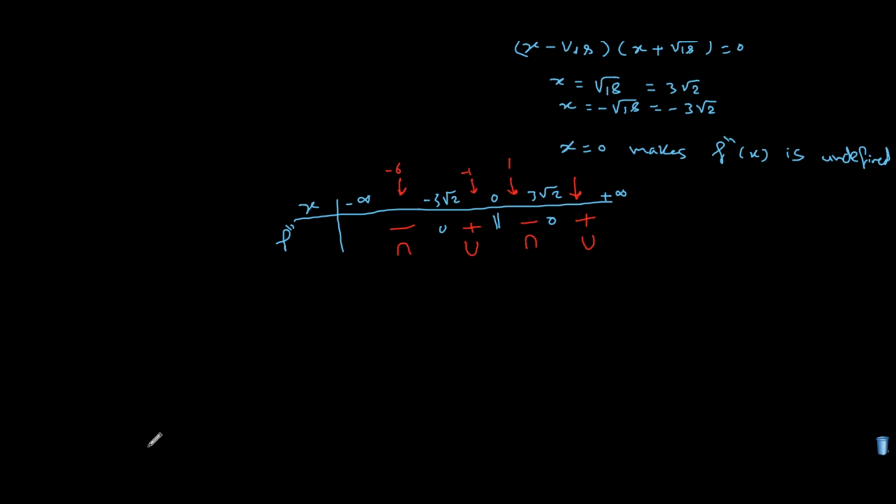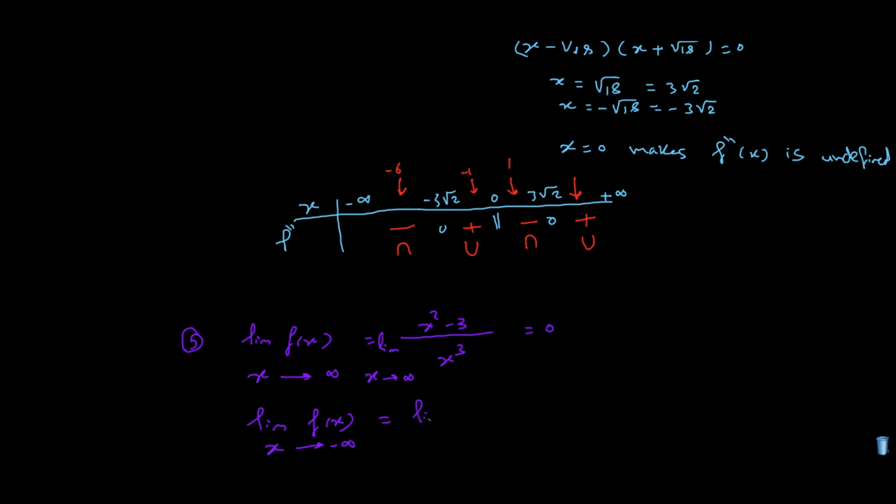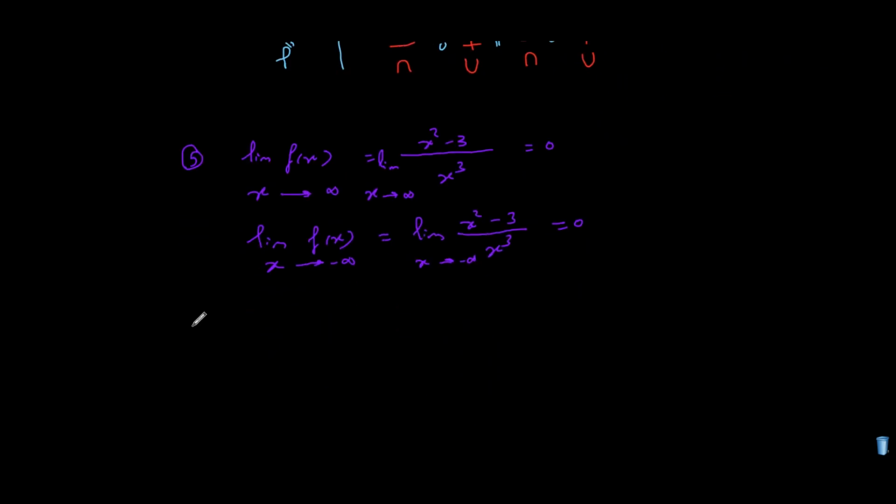Also the last, the limit of x as x approaches positive infinity of x squared minus 3 over x to the power 3 equals 0, because the degree of the numerator is less than the degree of the denominator. Also the limit as x approaches negative infinity of x squared minus 3 over x to the power 3 equals 0. The last step here, the y-intercept.